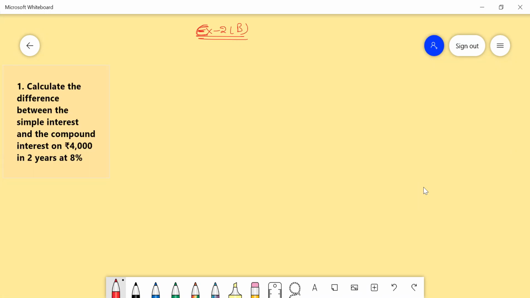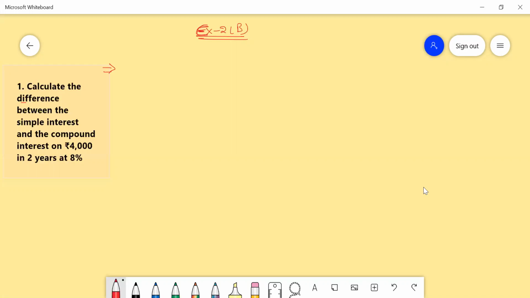I hope you all have completed exercise 1, right? In question number 1, it says to calculate the difference between the simple interest and the compound interest on 14,400 in 2 years at a rate of interest of 8%, right? So students, exercise 2B is also based on compound interest.